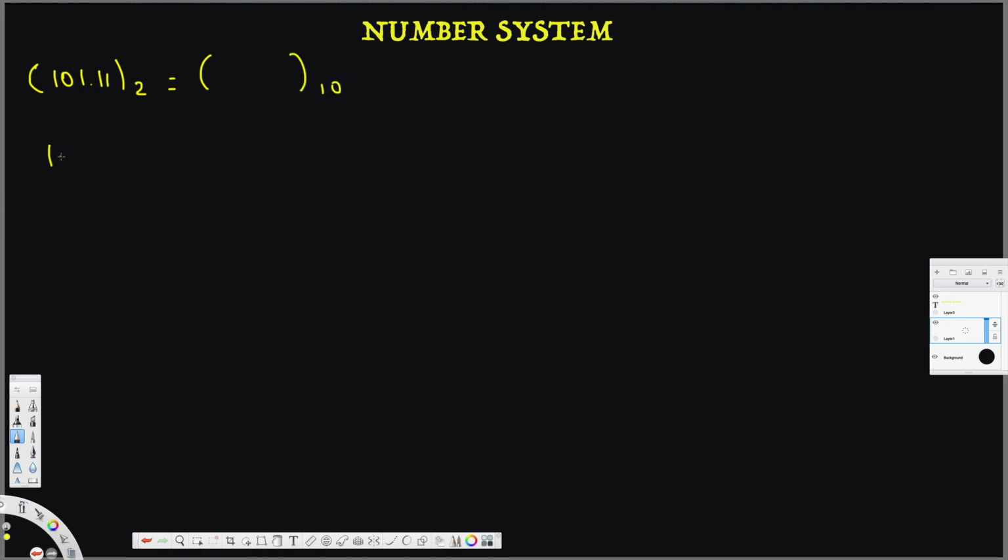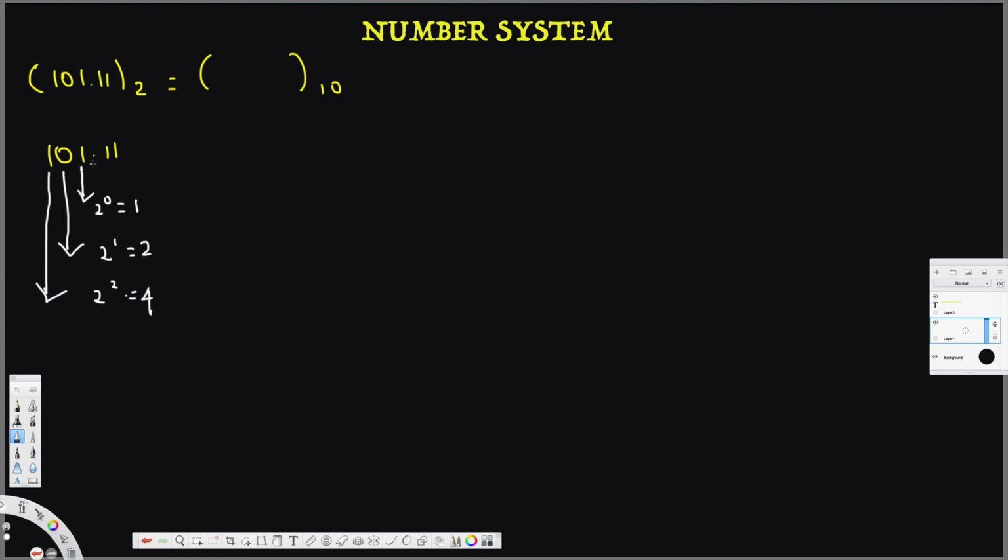First of all, I write the number again, 101.11, and we have to know what digits are taking what places. Before the decimal point, it always starts with 0. 2 power 0 takes this place, and 2 power 0 is 1. This one takes the place of 2 power 1, that is 2, and this one takes the place of 2 power 2, that is 4.